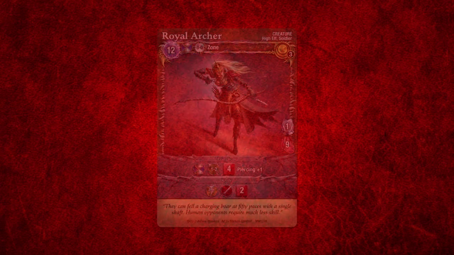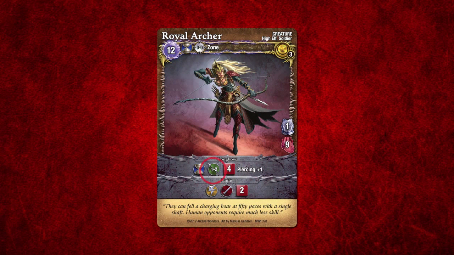So let's suppose a Royal Archer has an attack range of 1 to 2. Even if the flyer is in the same zone as the Royal Archer, it can still shoot the flyer. Now keep in mind, flyers and flyers interact with one another, and flyers will interact with non-flyers if the non-flyers are being swooped down upon by the flyers.